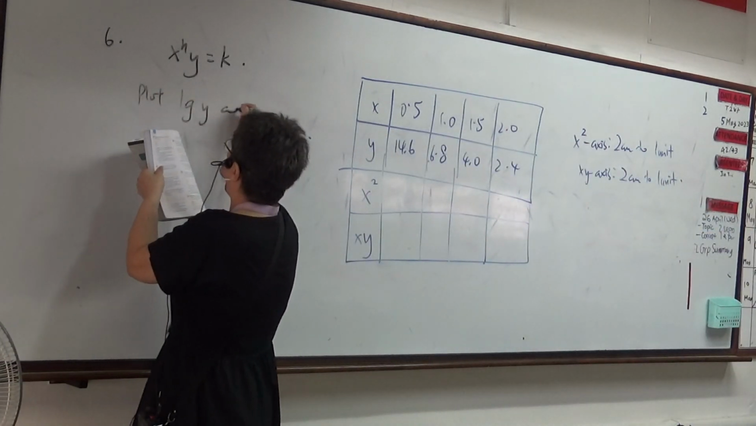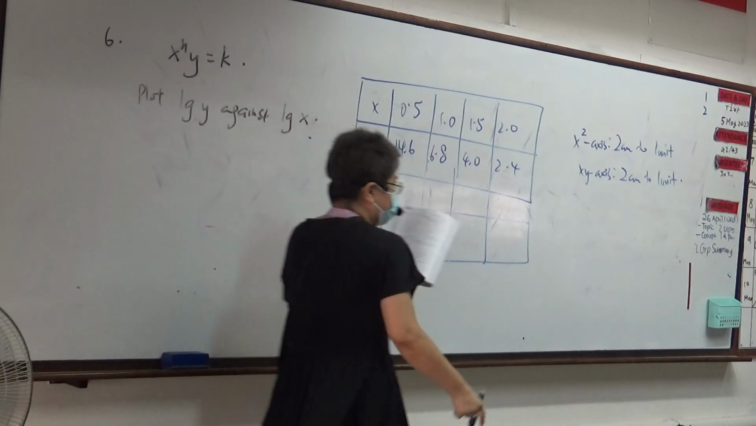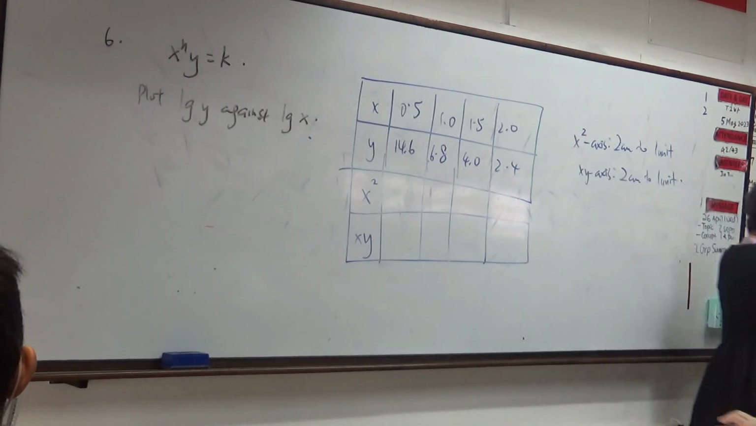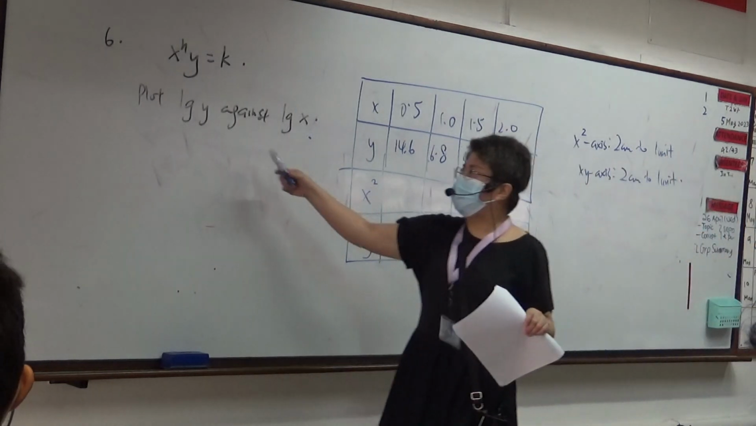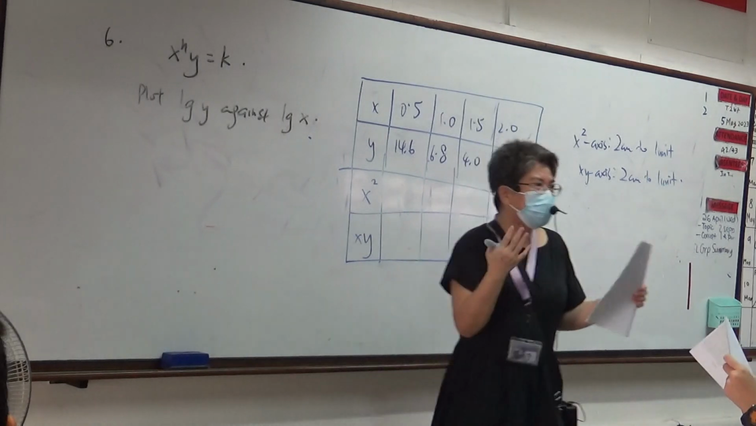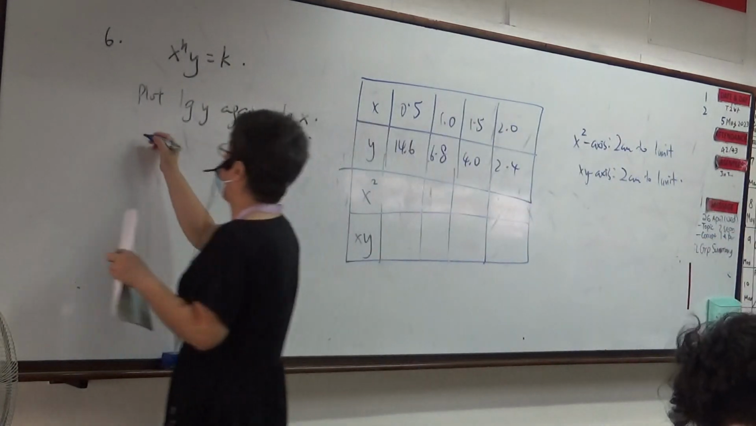Plot log y against log x and draw a straight line. This is again a time question. Am I right? Can you see that? Okay, I'm going to transform this. Now, if they say plot log y against log x, surely I must take log on both sides, right? Why not? All of you look up, this is how you present.